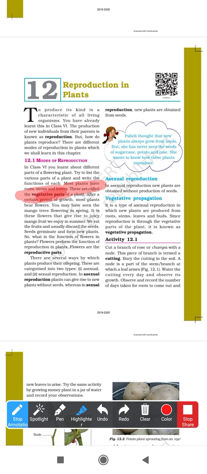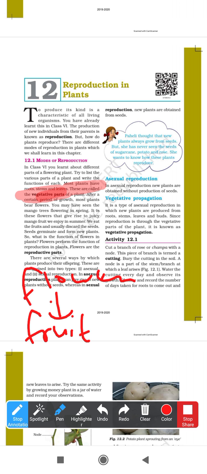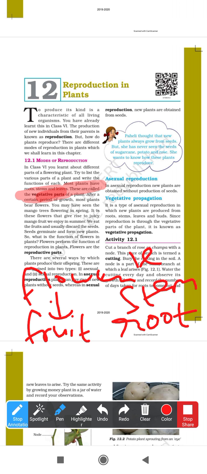Now the flower doesn't come directly. Once a whole plant grows, after a few days or months, according to the plant, it will bear a flower. Once they bear a flower, then this flower gives rise to a fruit, right? Actually the fruit is made from the flower, right? So we will study how it is made. So we studied three things: root, stem and leaf, and after that the flower grows and then the fruit grows from the flower.